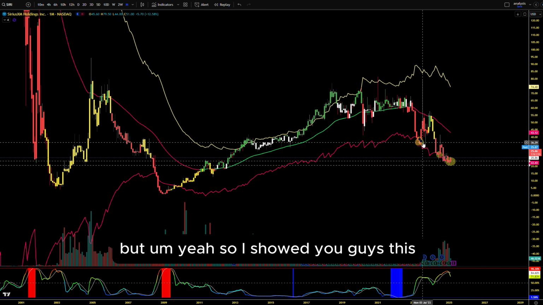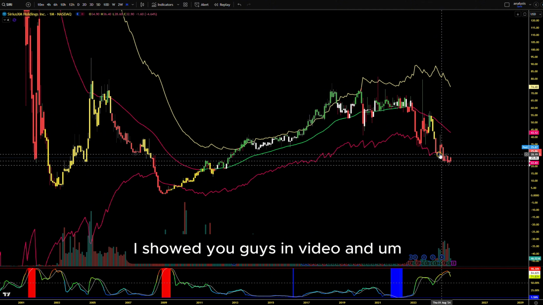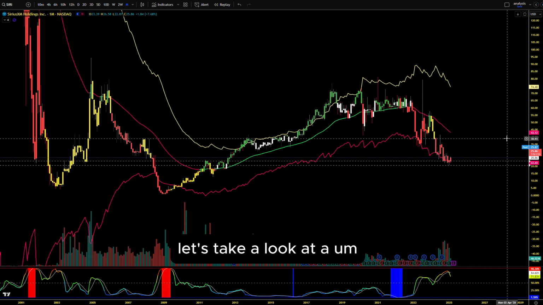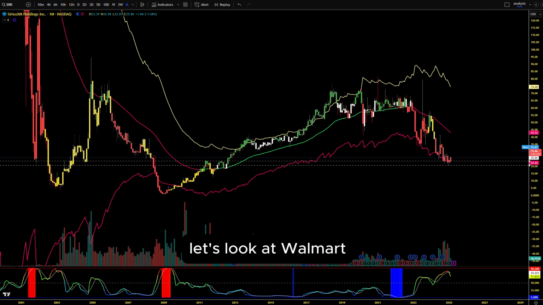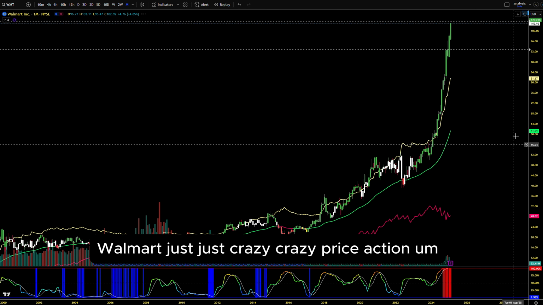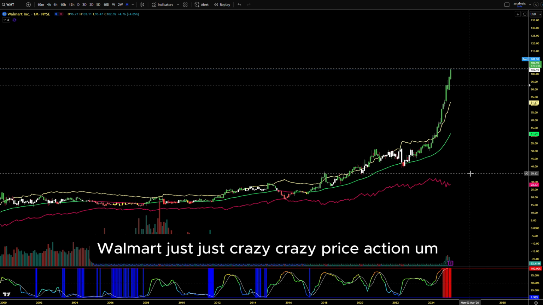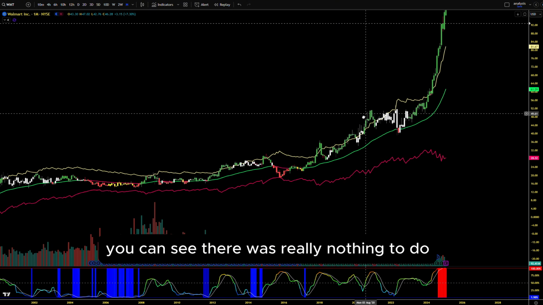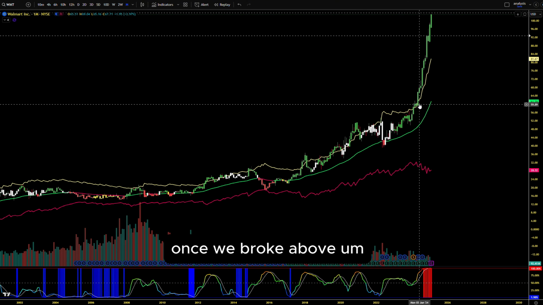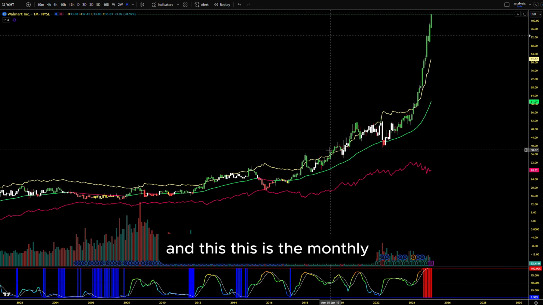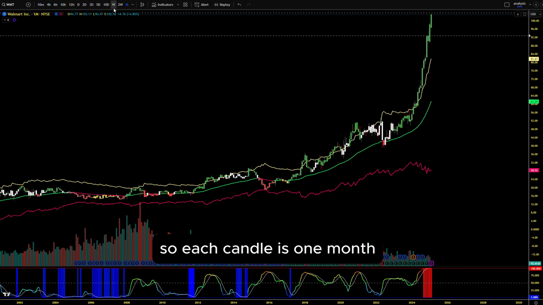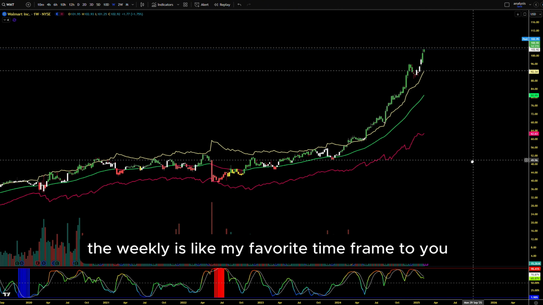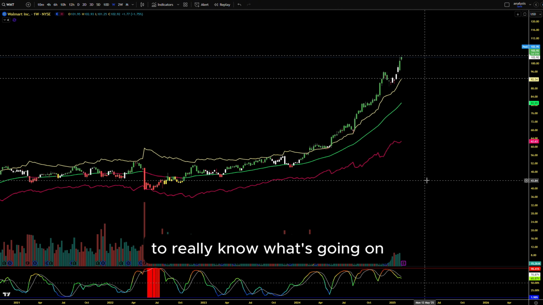So I showed you guys Nvidia, and let's look at Walmart. Walmart, just crazy price action. Here's the monthly. On the monthly, you can see there was really nothing to do once we broke above. Had a couple of runs, and this is the monthly, so each candle is one month. Here's the weekly. The weekly is like my favorite time frame to really know what's going on.